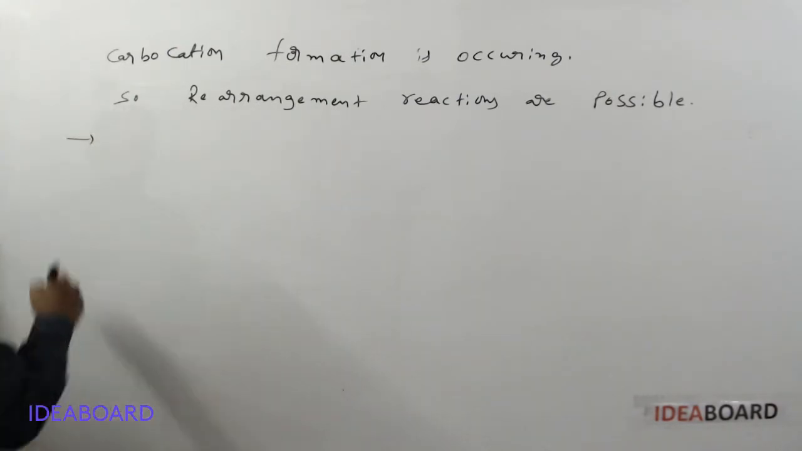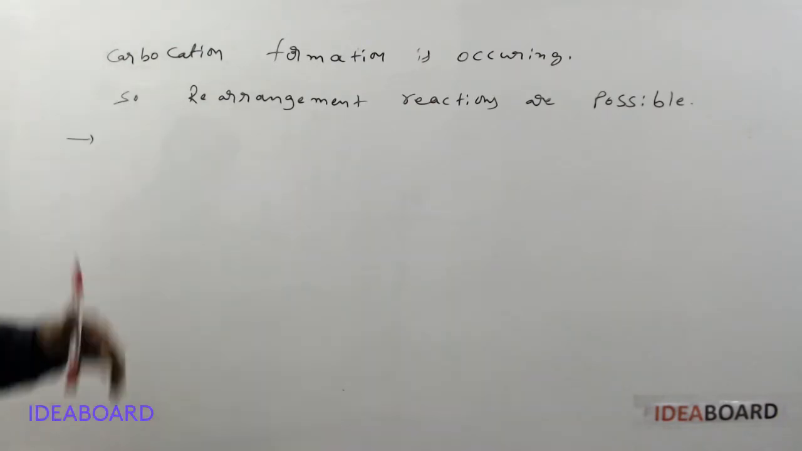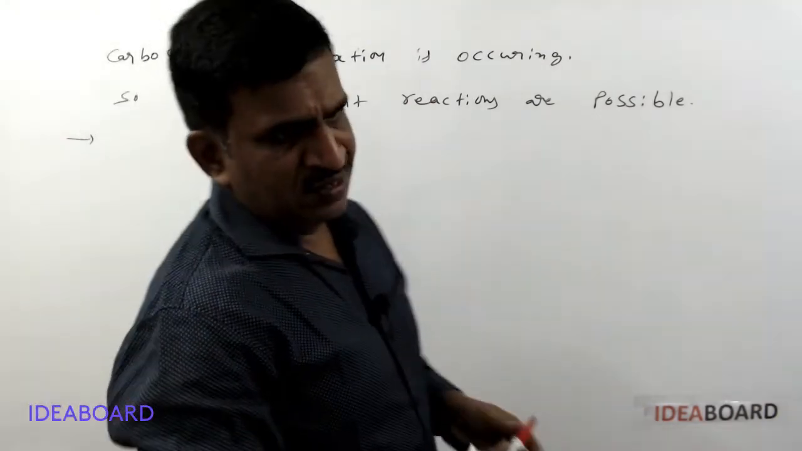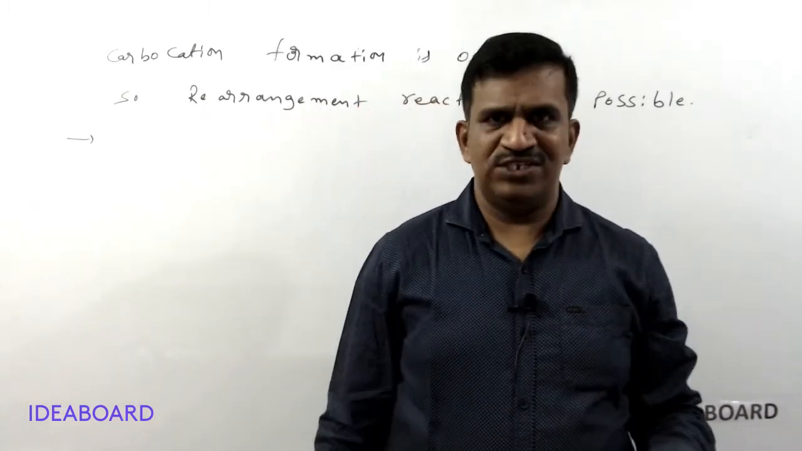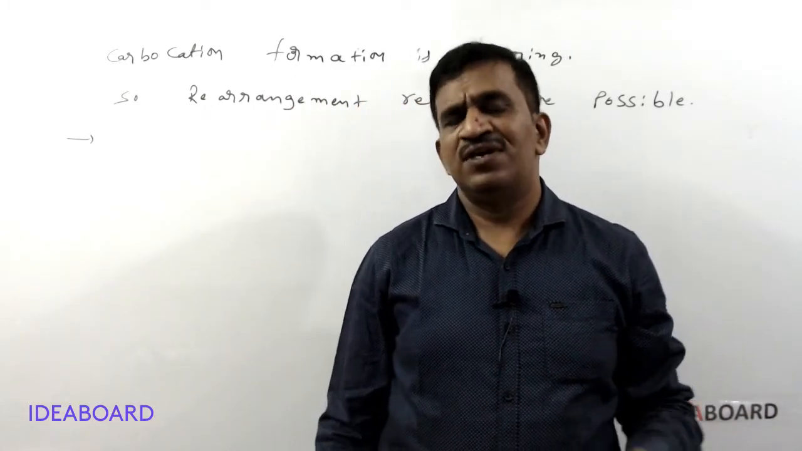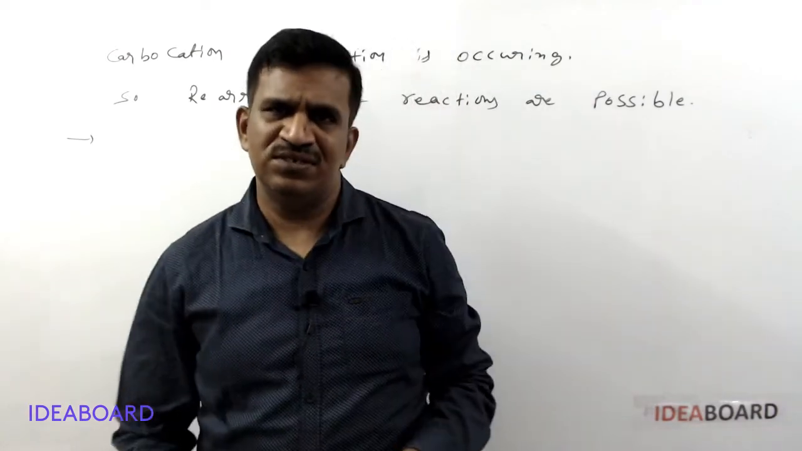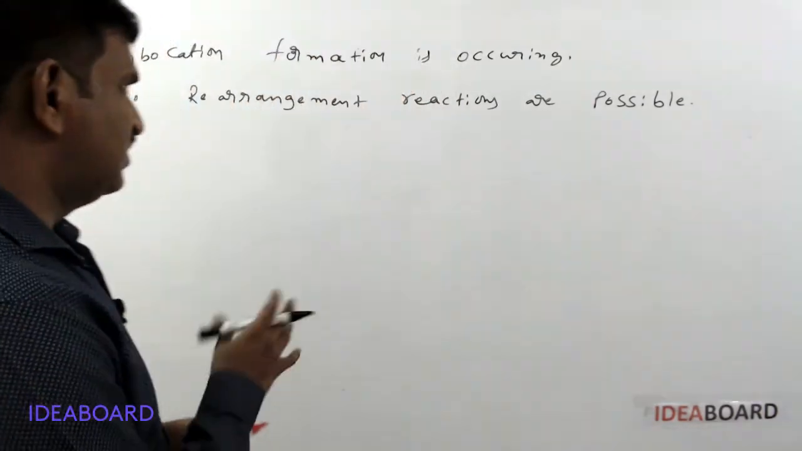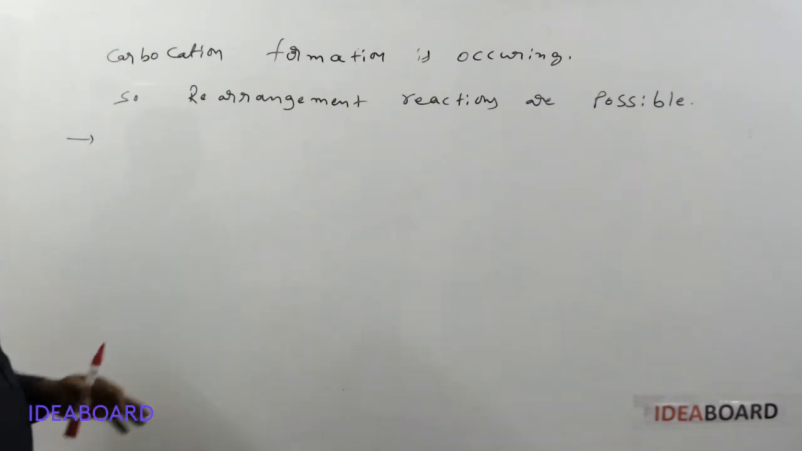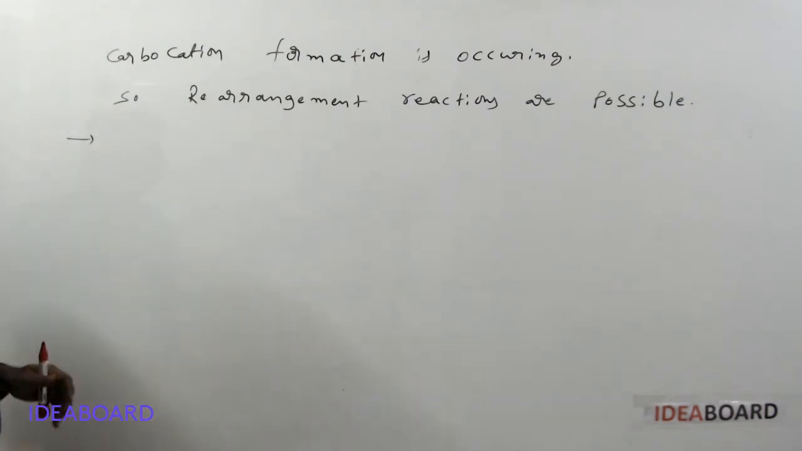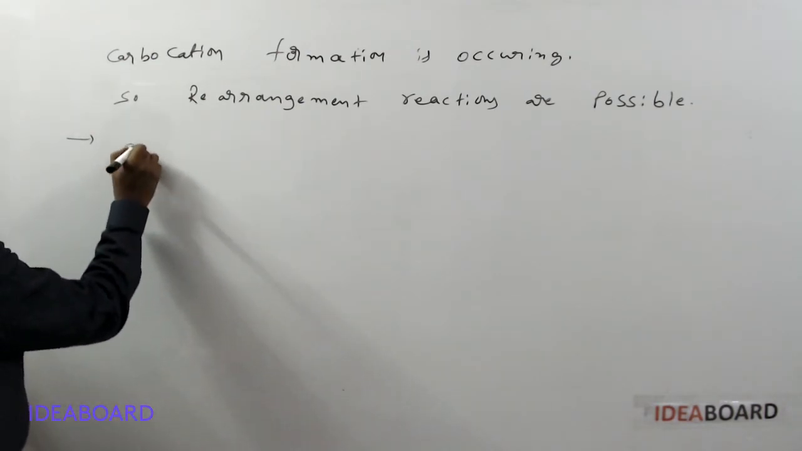So what are those rearrangement reactions? Yes, we said so in SN1: 1,2 hydride shift, 1,2 methyl shift, 1,2 phenyl shift, ring expansion or ring contraction. Those types of rearrangement reactions are possible in E1 reactions also, and we will check with one example.